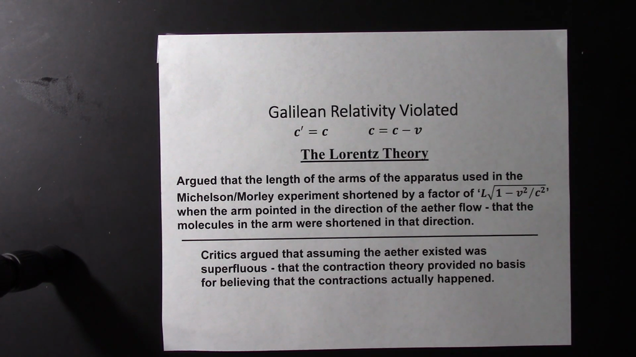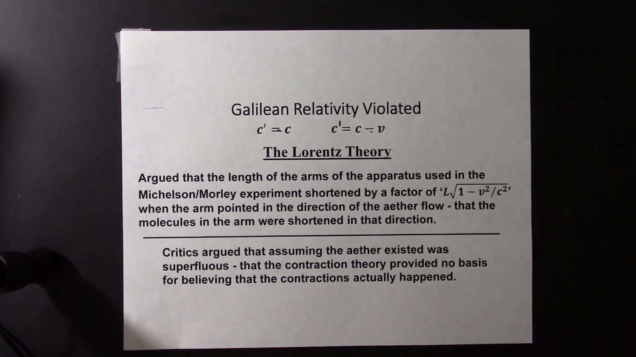Lorentz could not explain how the contractions actually happen. What mechanism made the contraction happen in the direction of the ether flow? And his critics pounced upon this and claimed that assuming the ether existed was superfluous, that the contraction theory provided no basis for believing that contractions actually happen. So there must have been a better solution. And after a break, we're going to talk about what that solution is.